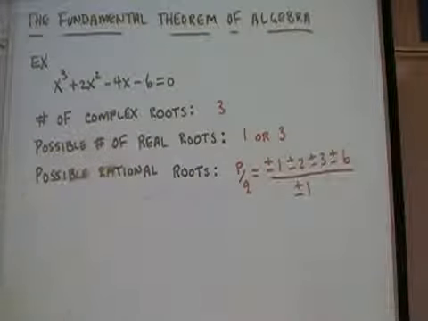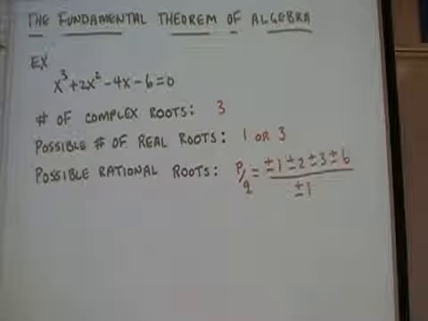Any odd degree polynomial, you take every number starting at 1 going up to the degree. And those are your possible number of real roots. So if you have x cubed, 1 or 3 are your possible number of real roots. If you had x to the 9th, what would be your possible number of real roots? 1, 3, 5, 7, and 9. Start at 1, include all the odd numbers up to the degree.